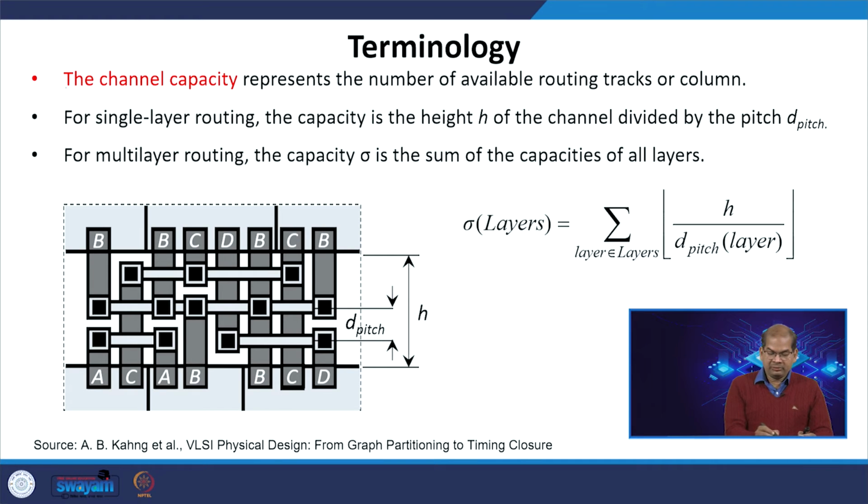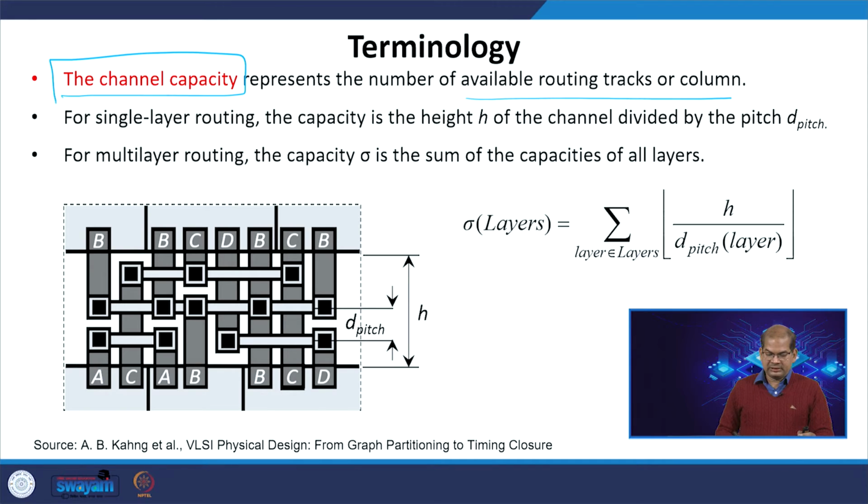You have a terminology called channel capacity. We discussed the channel in detail, now we will go to the channel capacity. What is the channel capacity? It is basically the number of available routing tracks in a routing region, the number of available tracks or columns in a routing region.